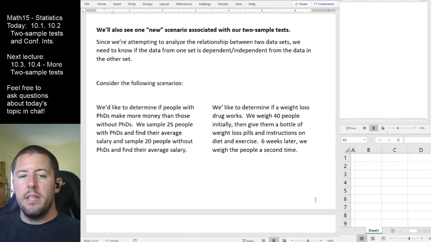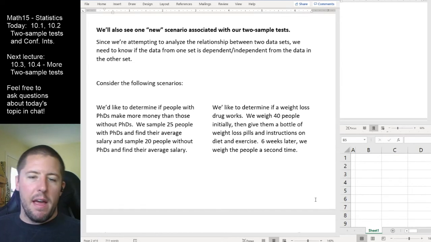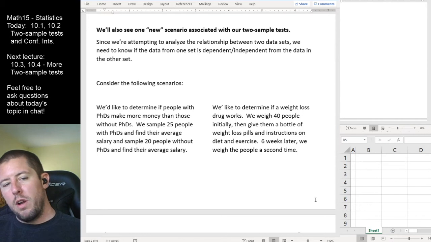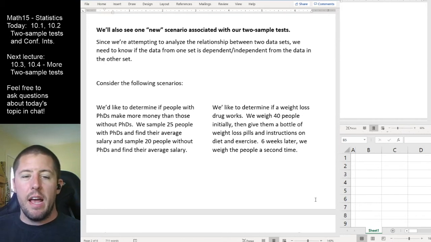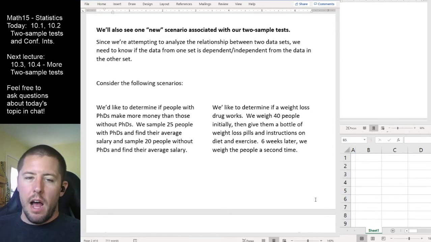The way that we would measure this is we would collect a sample of people with PhDs, 25 of them apparently, find their average salary, collect a sample of 20 people without PhDs, find their average salary, and we can make the comparison. The very important thing to notice here is that the data that we collect for one group is going to have no bearing whatsoever on the data we collect from another group. It's not like we're going to collect a sample of some very, very highly paid people with PhDs, and that will somehow influence the dollar amounts that we end up observing from the people without PhDs.